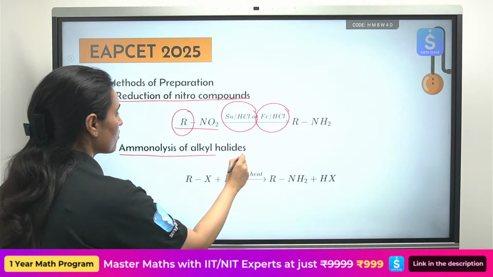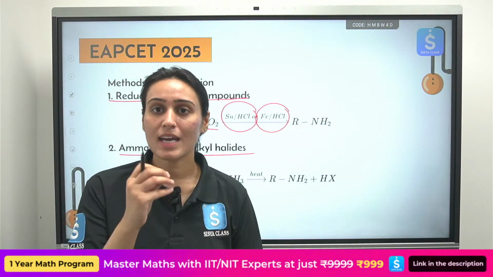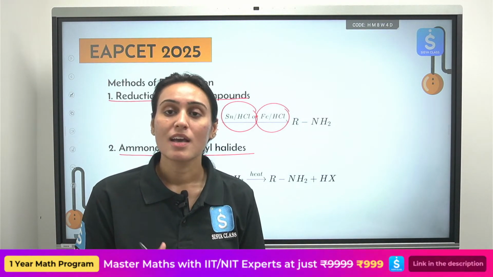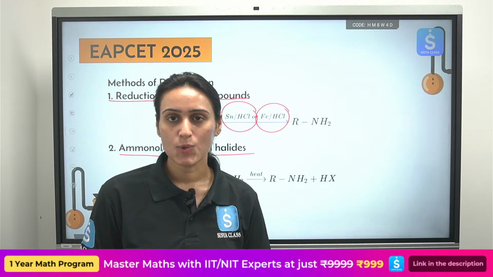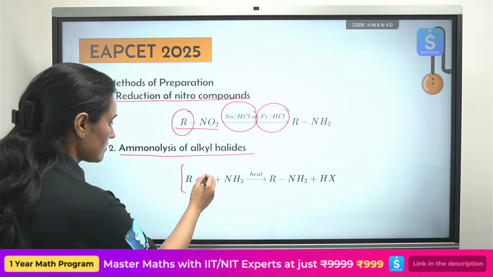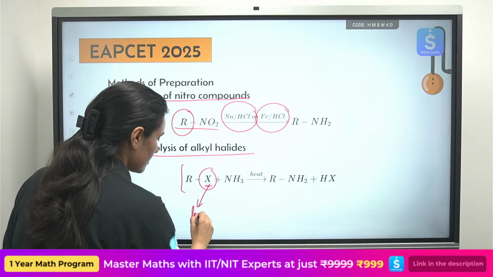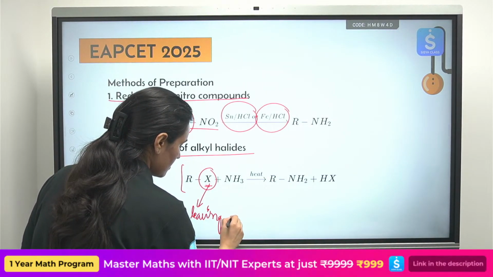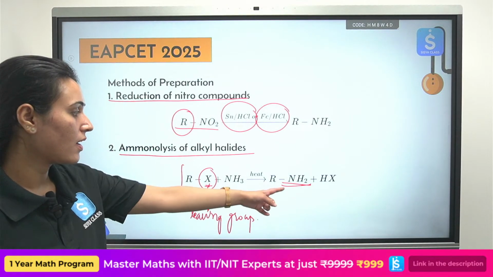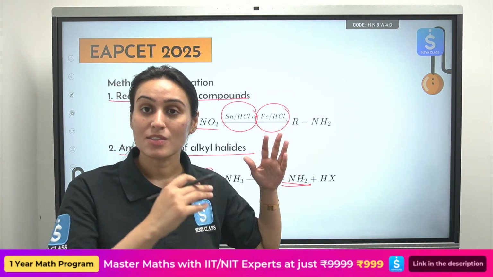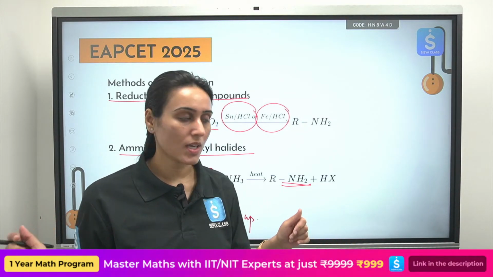What else can we do? We can also do the ammonolysis of alkyl halides. What is ammonolysis of alkyl halides? We are replacing the halogen functional group with an amine group. So what are we doing? A substitution reaction. Halogen is replaced. This is your leaving group, and in its place you have your nucleophile NH2. So this is a nucleophilic substitution reaction, as simple as that.